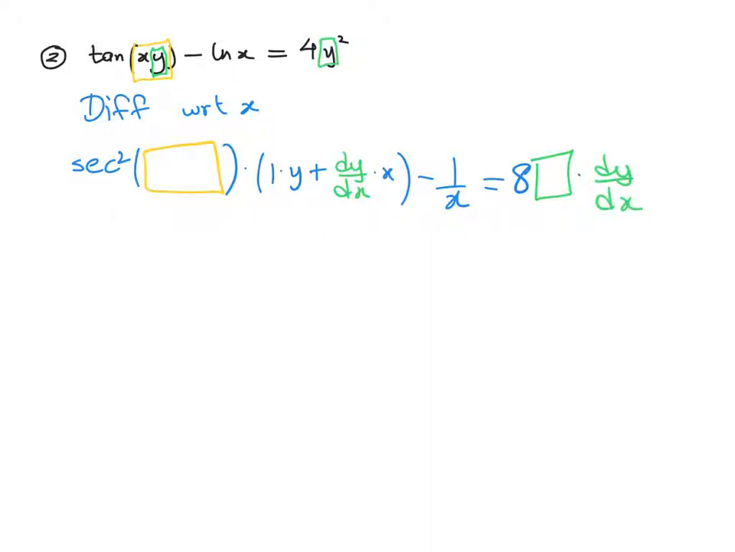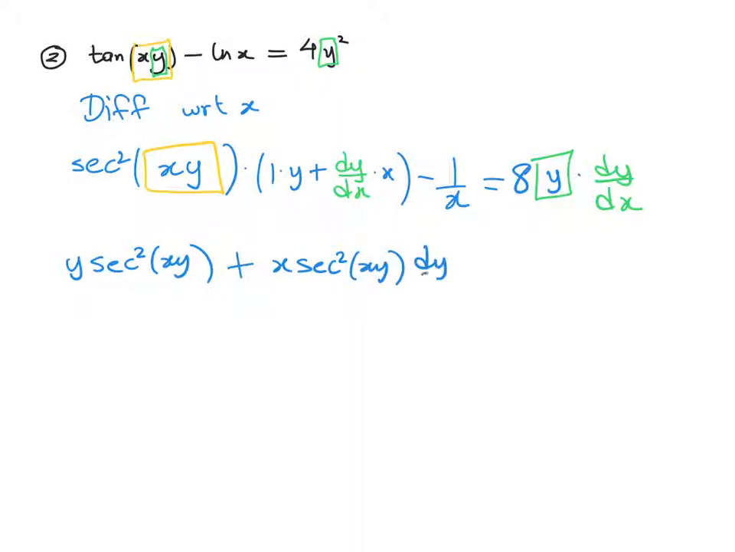And then I go backfill the boxes, so the green box is a y, and the yellow box is an xy. And then I would distribute the secant squared xy into the expression here, so I'm going to have y secant squared xy plus x secant squared xy dy/dx. Minus 1 over x equals 8y dy/dx.